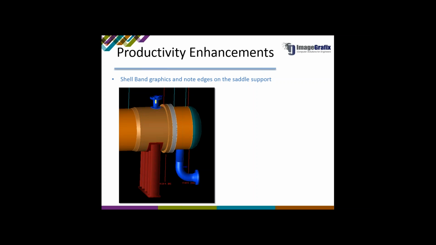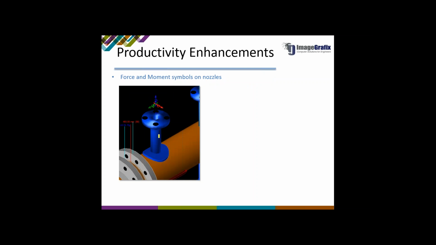Then the next productivity is the shell band graphics. You know that a shell band is a thickened portion of a shell which is adjacent to the tube sheet. Earlier when we used to model a shell band, it looked the same as the shell diameter. But now you can see the shell band is a thickened portion. Okay, so they have improved the graphics. Now you are able to see the shell band in the 3D model, and you can see the edges also clearly. Okay.